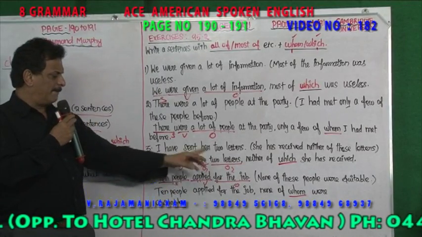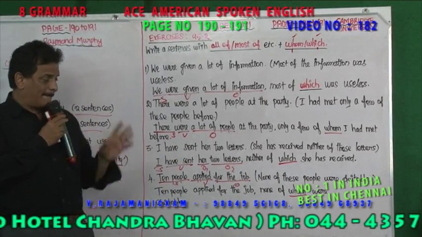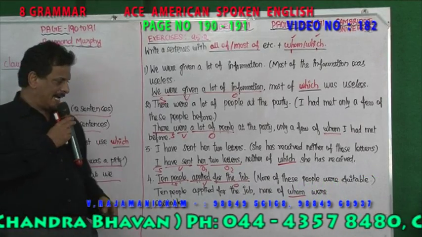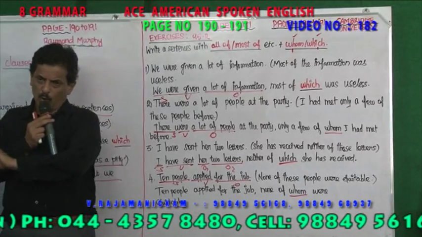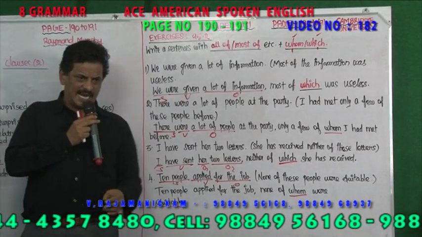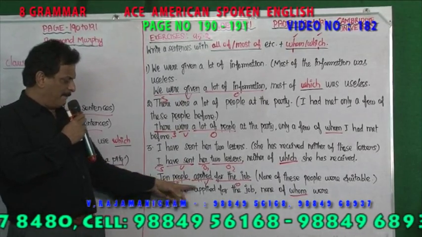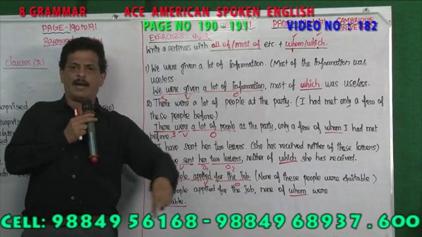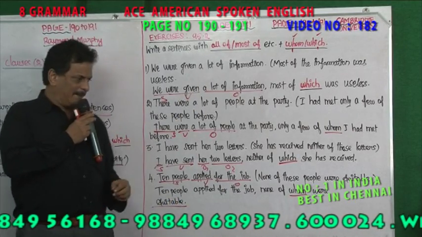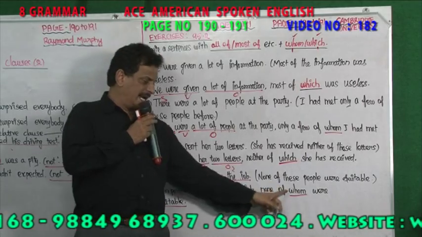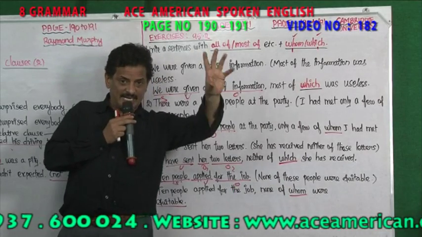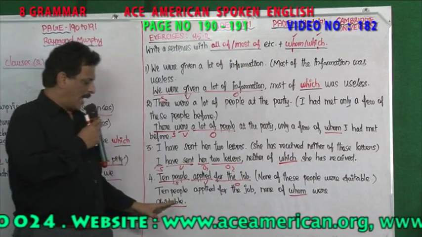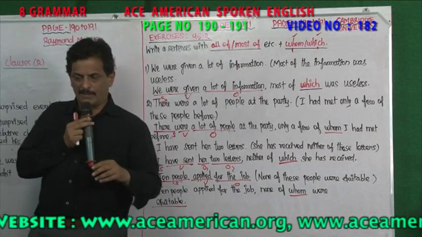10 people applied for the job. 10 பேர் வேலைக்கு விண்ணப்பித்தார்கள். None of these people were suitable. அவர்கள் ஒருவர் கூட தகுதி வாய்ந்தவர்களாக இல்லை. So 10 people applied for the job, none of whom were suitable. none என்று வந்து விட்டாலே யாரும் இல்லை. of whom என்றால் அவர்களில் யாருமே இல்லை. were suitable, அவர்கள் பொருத்தமானவர்களாக இல்லை.